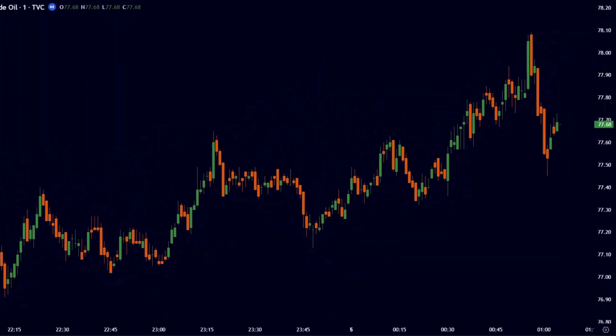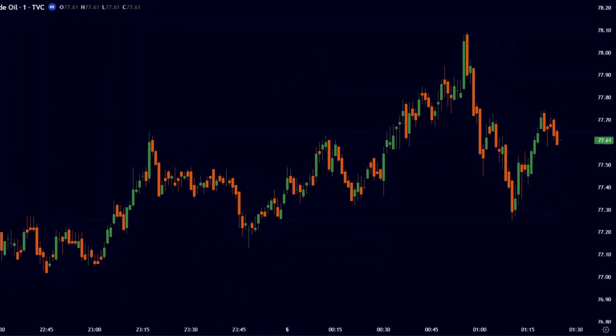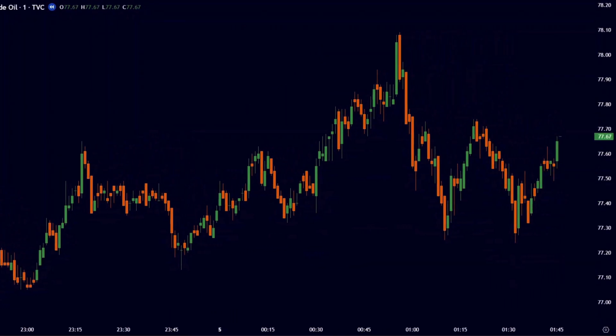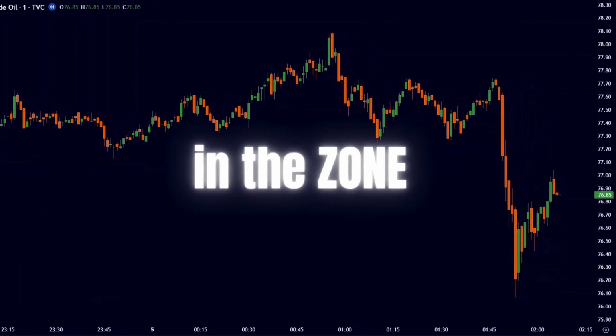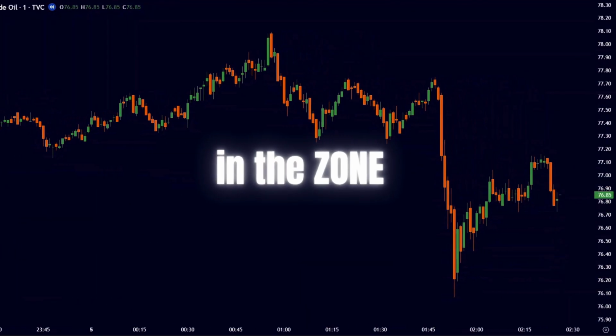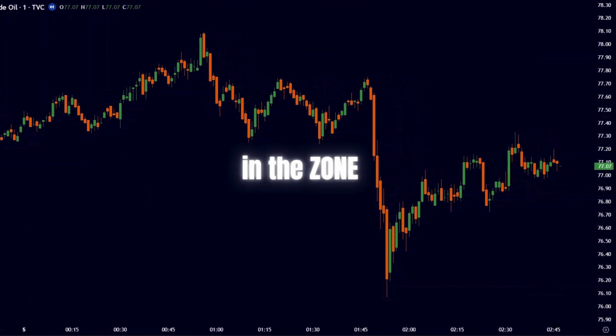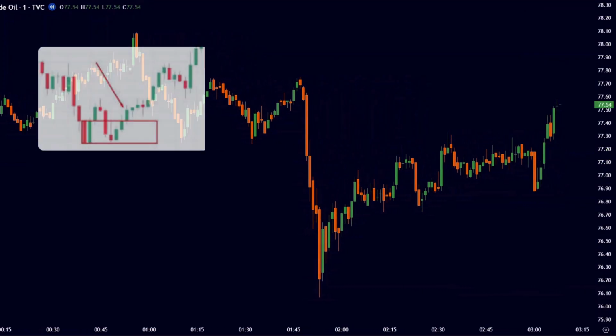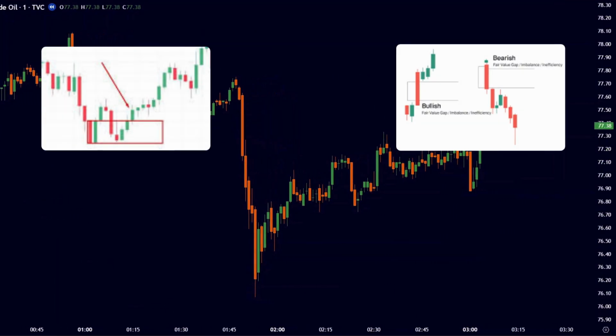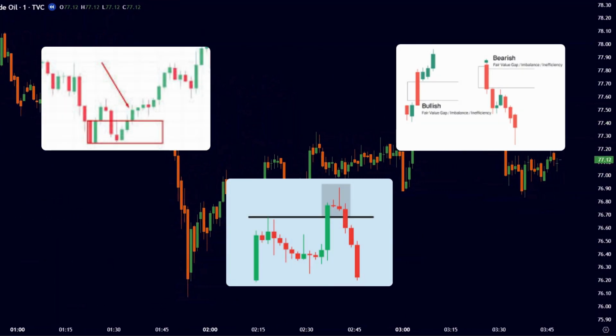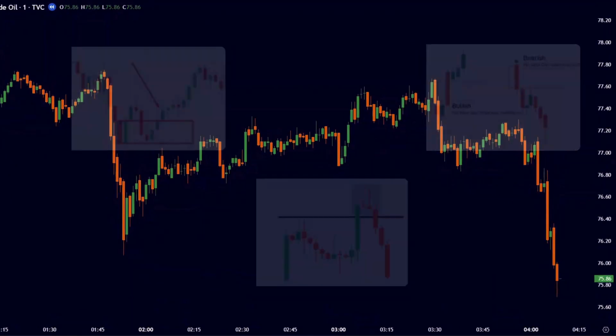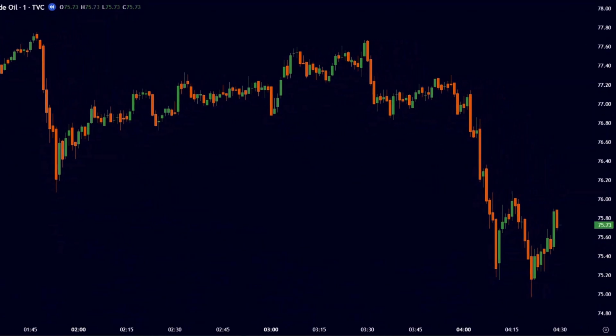If your bias is bullish and price has pulled back into discount, into that lower 50% of the recent swing, now you are in the zone where smart money is likely to step in and buy. This is where you start looking for confirmation. An order block, a fair value gap, a liquidity sweep. We will cover all of those in upcoming episodes. But premium and discount tells you where to be looking.